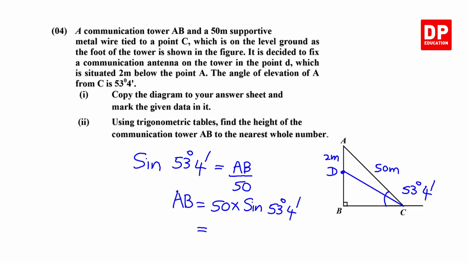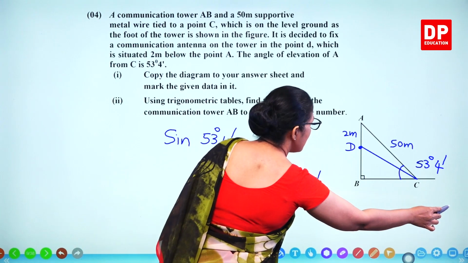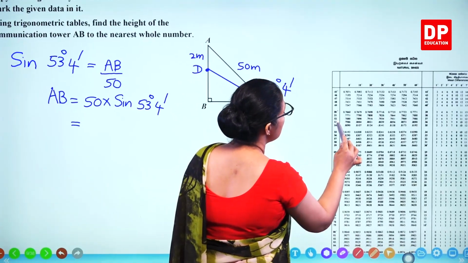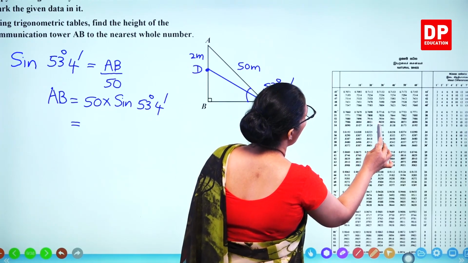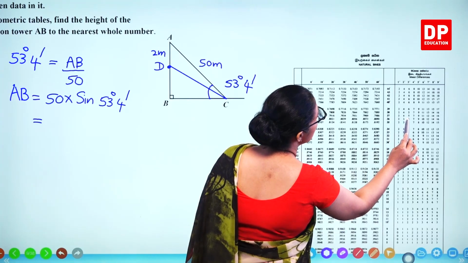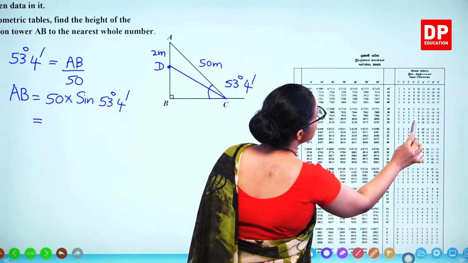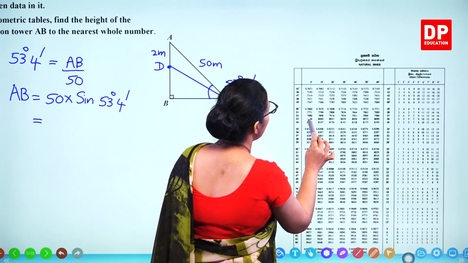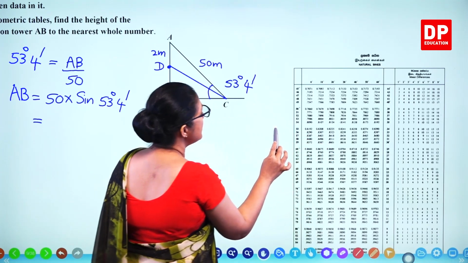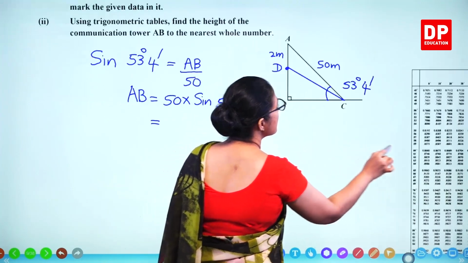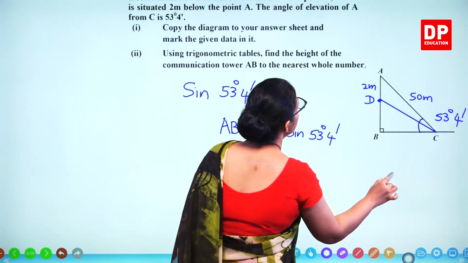Now we'll refer to the sine tables. 53, 4. You have to take only 4 minutes. That's 7. 79, 86. 79.